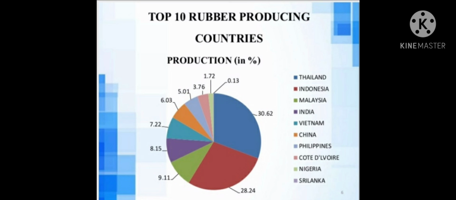Brazil, Nigeria and Zaire are some other producers. India ranks 5th in the production of natural rubber. It grows mainly in Kerala and Andaman and Nicobar Islands.